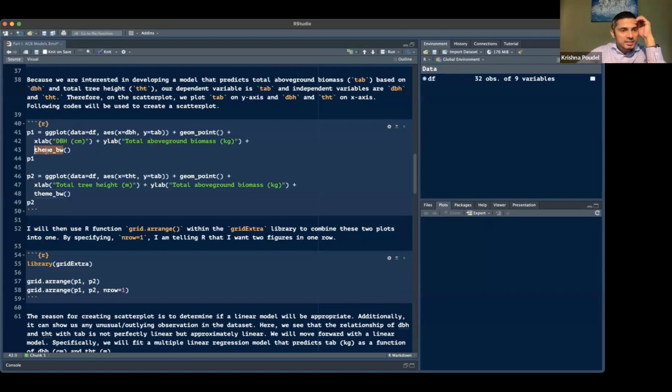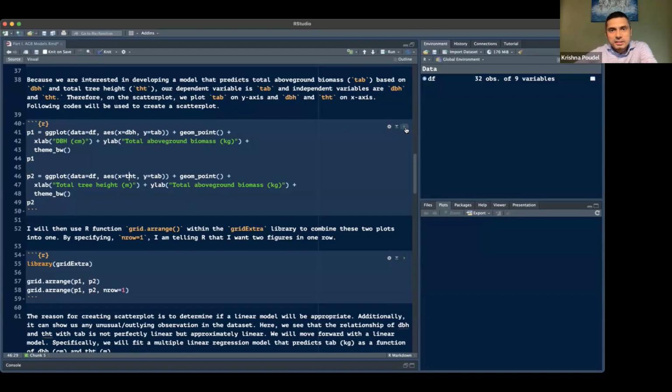I like to use this black and white theme. If I don't do that, it will print some kind of gray background, but I like this theme. You can change the theme, and there are other themes as well. Once I create this plot, I will print it and do the same thing for a second plot, in which I have height on the x-axis instead of DBH.